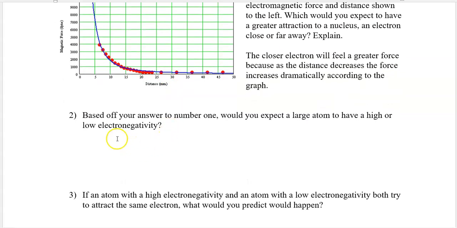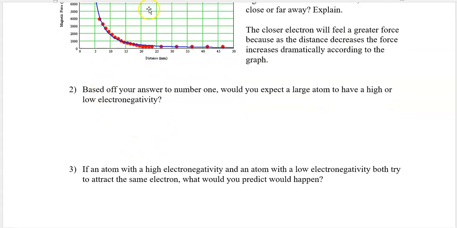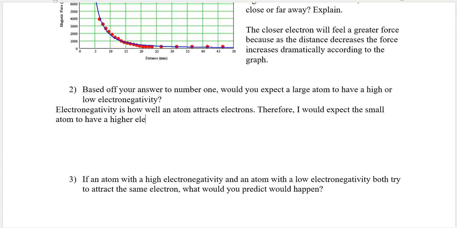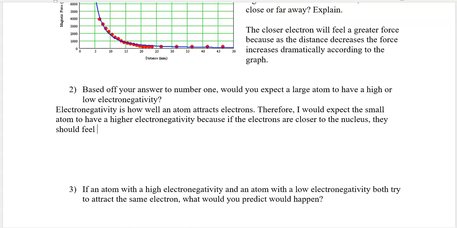Based off your answer number 1, would you expect a large atom to have a high or low electronegativity? Electronegativity is how well an atom attracts electrons. Therefore, I would expect the small atom to have a higher electronegativity because if the electrons are closer to the nucleus, they should feel a greater attractive force.